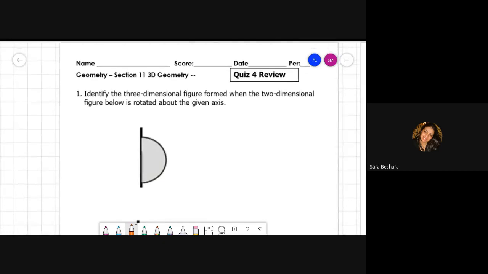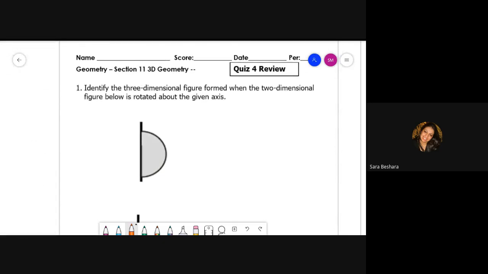All right. So this review has 5 questions, just like the ones you're going to see on the actual quiz. This video will be uploaded as a warm-up, and you'll watch the video and do it as a warm-up. So question 1 says, identify the three-dimensional figure that's formed when the two-dimensional figure below is rotated about the given axis.